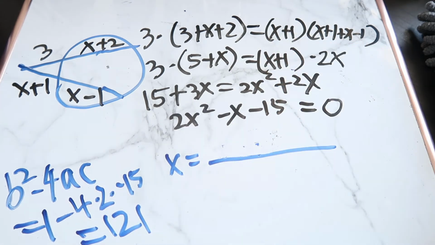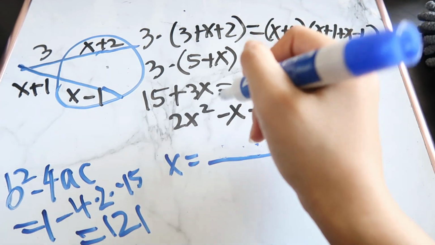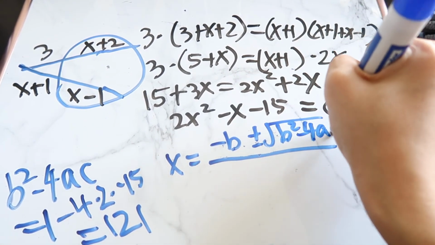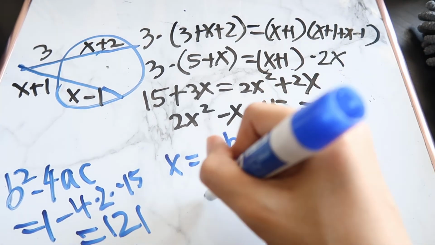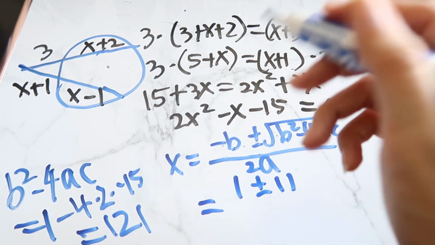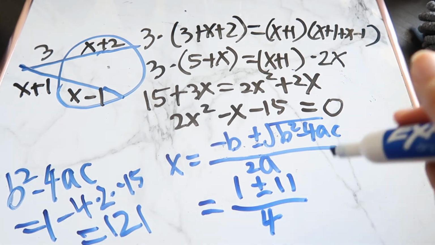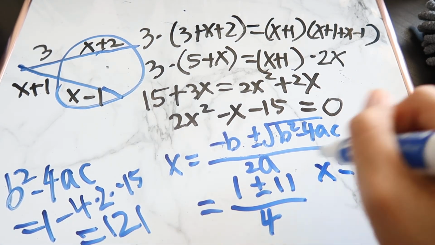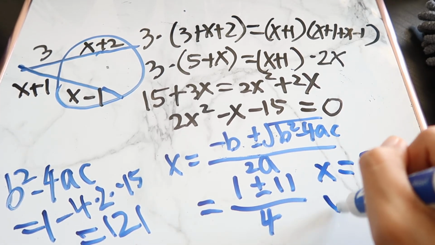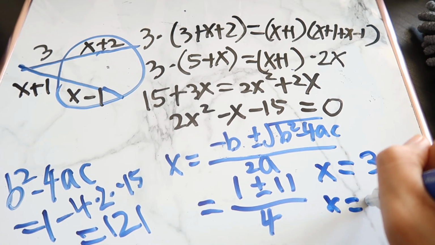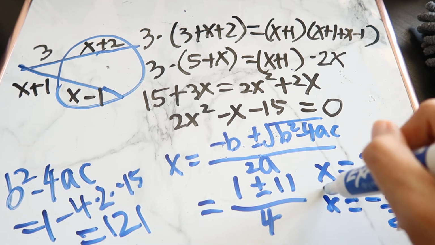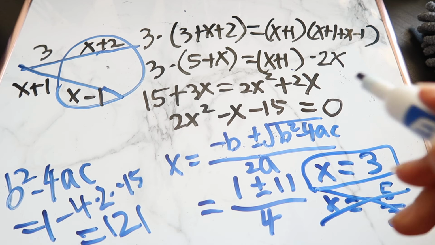So that part is b squared minus 4ac, and then the formula goes, it's negative b plus or minus square root of b squared minus 4ac over 2a. And to plug it in, it's 1 plus or minus 11, because that's the square root of 121, over 4. So your answer would be either 1 plus 11, 12 divided by 4, which is 3, or it's x equals to negative 5 over 2. Which in this case, the answer will be positive, so our x will be x equal to 3.